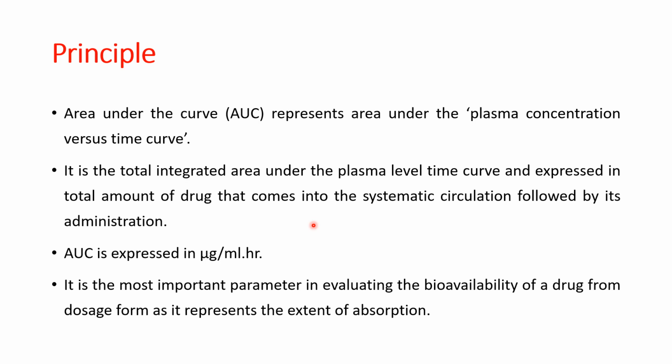So this area under the curve is one of the pharmacokinetic parameters which gives an idea about the bioavailability of the drug from different dosage forms, as it represents the extent of absorption. So we are calculating the AUC of different formulations in order to understand the bioavailability of the drug. This AUC is expressed in microgram per ml per hour.